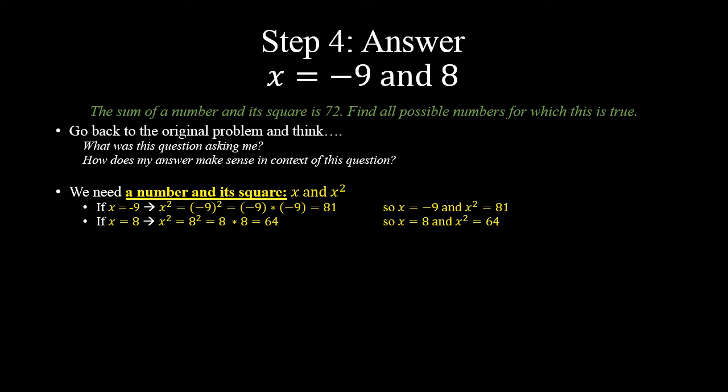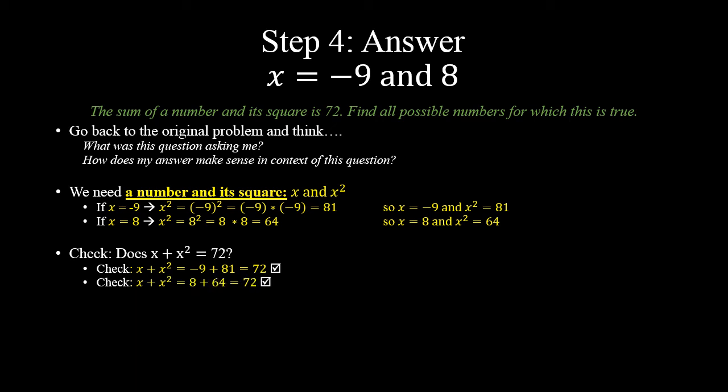So now we have our number, x equals 8, and its square, x squared equals 64. So we wound up with two pairs of numbers. Well, what did we have to know about these two pairs of numbers? That they added together to equal 72. So we need to check and make sure that that is indeed true. Does x plus x squared equal 72? Let's look. Our first pair of numbers, x was -9, x squared was 81. If we add them together, we do indeed get 72, so that checks out. Let's check our second pair of numbers, x plus x squared, 8 plus 64, that does indeed equal 72. So these pairs of numbers check.